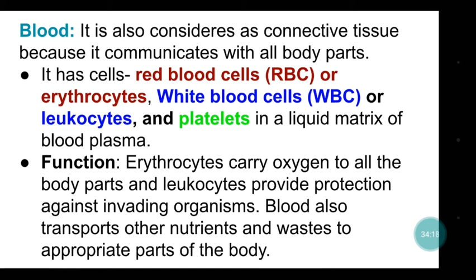As for the function of blood, all the cells present in the blood have different functions. Erythrocytes, or red blood cells, carry oxygen to the body parts, and from the body they carry carbon dioxide to the lungs. Leukocytes provide protection against invading organisms, so they help in the defense mechanism. Blood also transports other nutrients and waste to appropriate parts of the body.